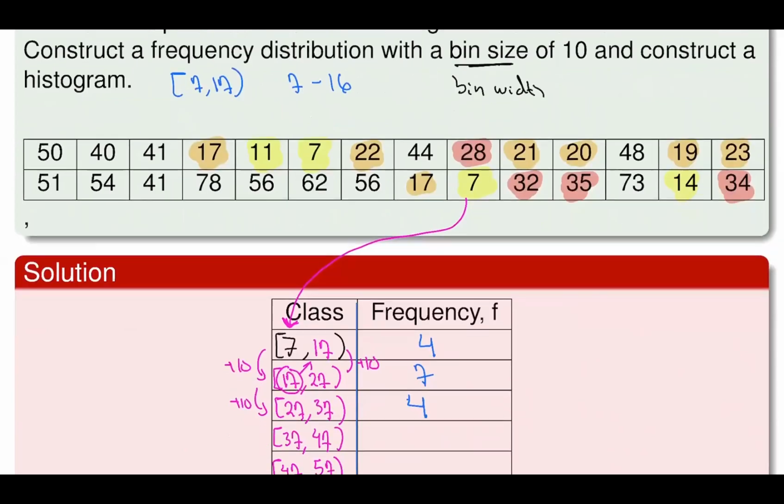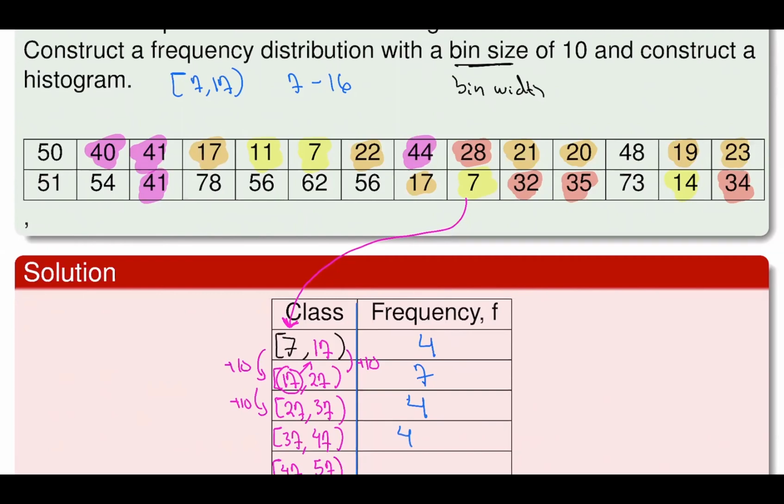So then we're going to go 37 to 47. Let's do a different color. So 1, 2, 3. Not that one. 4. Yeah, 4. All right, so we should only have 4 numbers from 37 to 47. So you just put 4.